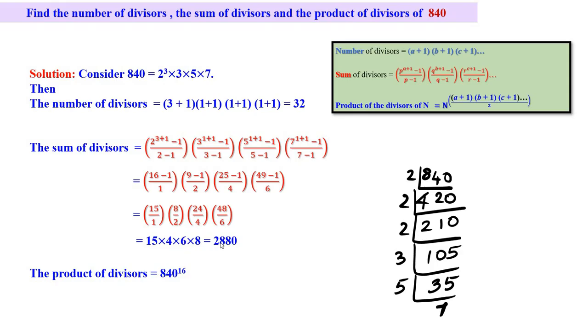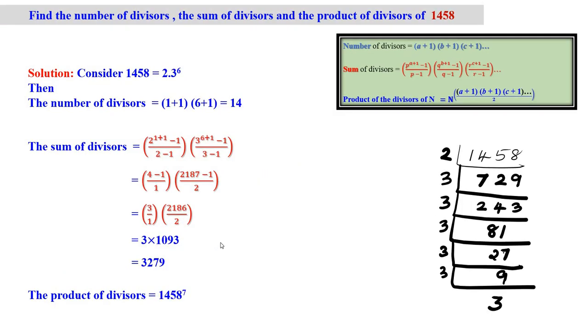In the same way, for another number, suppose I have 1458. In that case, you perform this, and when you do so, this is what you get. So how many 3s? 3, 6. So 3 power 6 you have written, and then 2 you have written. a plus 1, here a is 1, and b plus 1, here b is 6. So you get the number of divisors to be 14.